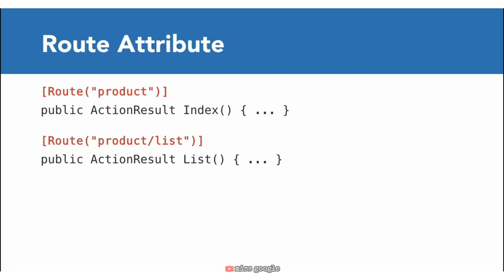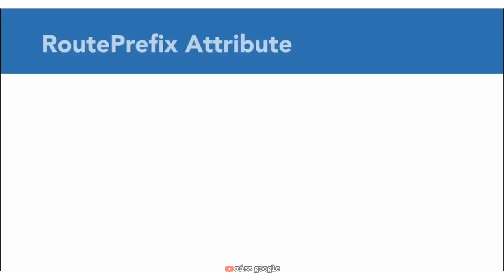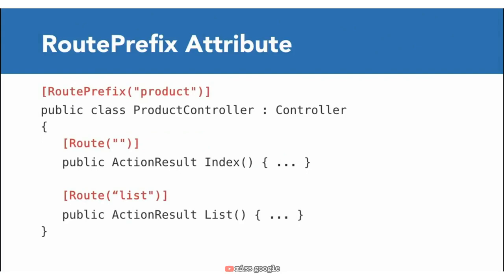Note that all of the routes are assumed to start from the root of the website so that we don't need to use the leading slash. When you're using the routing table routes in MVC5, the controller names automatically prefix all of the routes in that controller. With attribute routing, you can use the route prefix attribute in front of your controller class to do the exact same thing. In this example, all of the action methods in this controller will start with /product, followed by a slash and then the specific action method route.